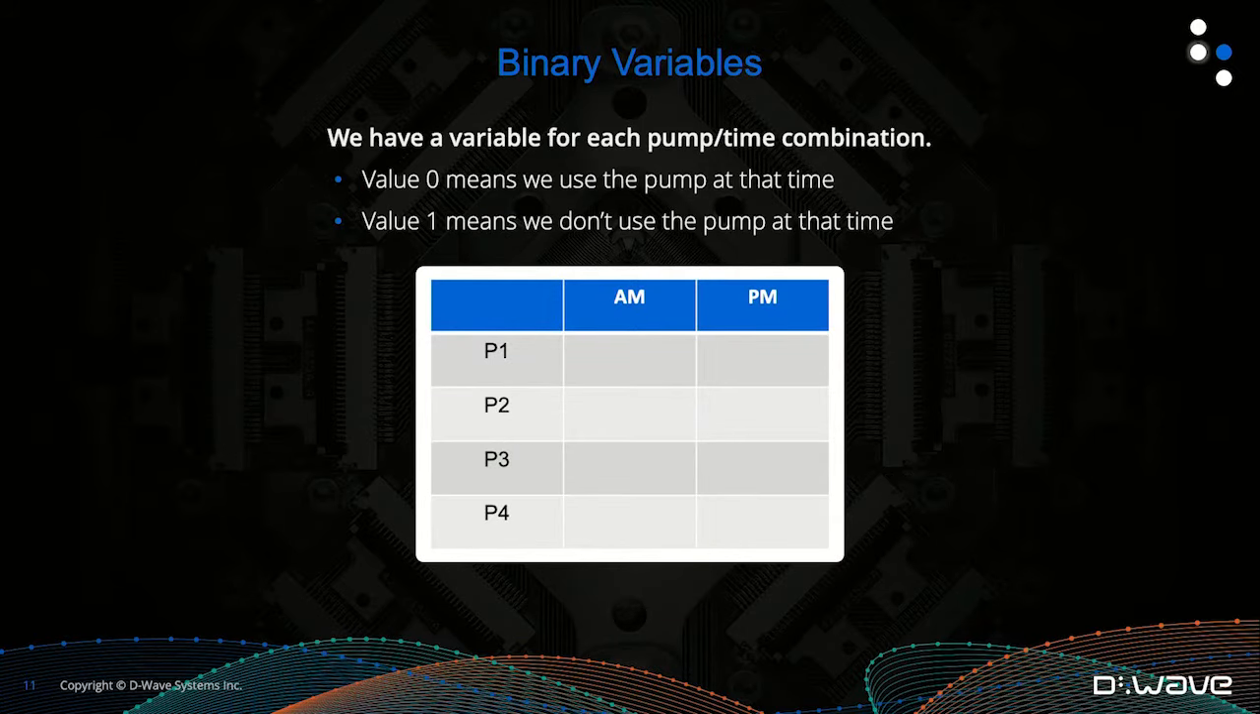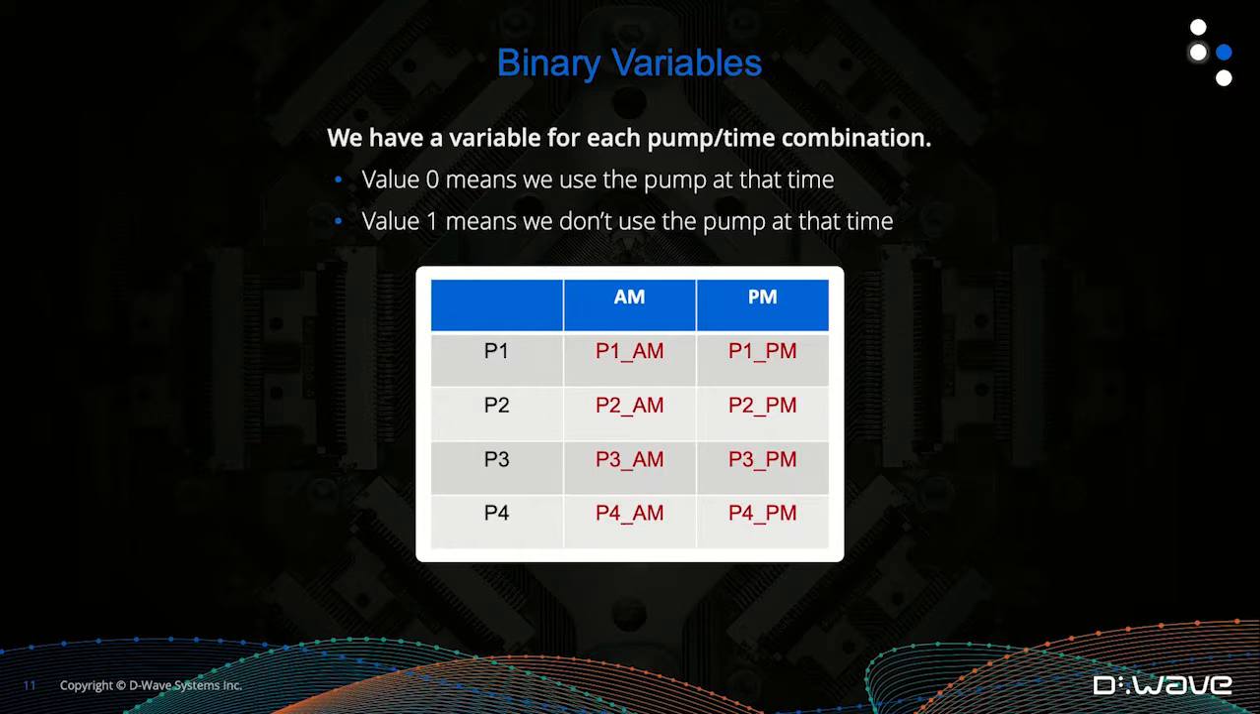So for this problem, step 2, we need to define our binary variables. And what I'm going to choose is, we started with this table where we had a row for each pump and a column for the morning and a column for the afternoon. And I'm going to assign a binary variable for each of these pump and time combinations. So we'll get a whole set of different binary variables. We'll have 8 for this problem instance.